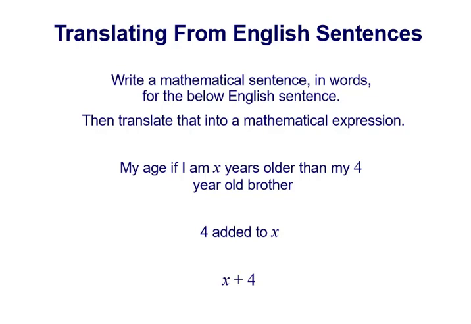So that would be 4 added to X. So X plus 4 is what our expression looks like in symbols. So the English sentence, my age if I am X years older than my 4-year-old brother, can be written as X plus 4.